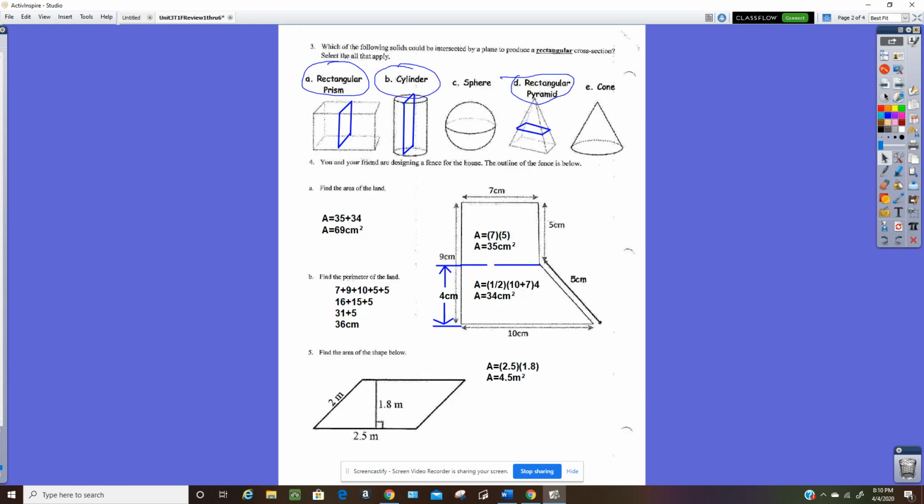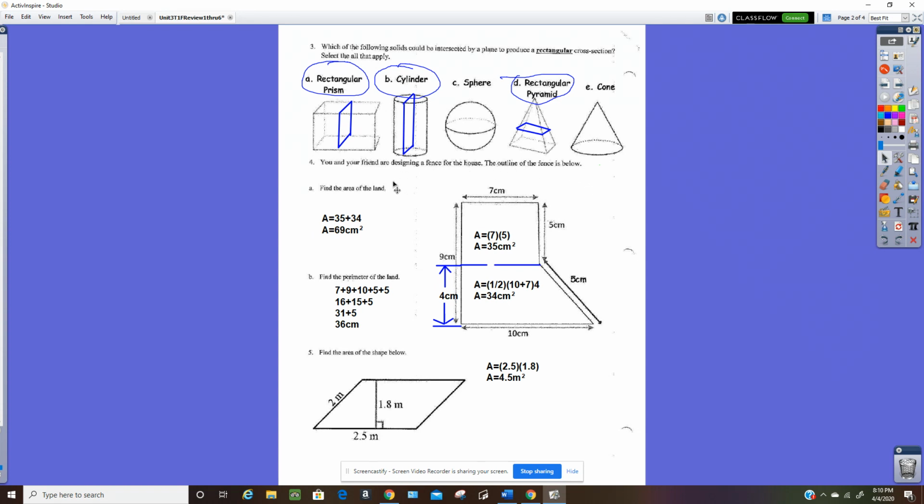And then the next page, which of the following solids could be intersected by a plane to produce a rectangular cross section? So here are the ones that are drawn here. So this one, if I slice this, I make a cross section this way, you get a rectangle here. Same with the cylinder. If I slice it vertically, you get a rectangle. The sphere, the only cross section I would get there would be a circle. And then for the rectangular prism, if I slice it parallel to the base, I get a rectangle.